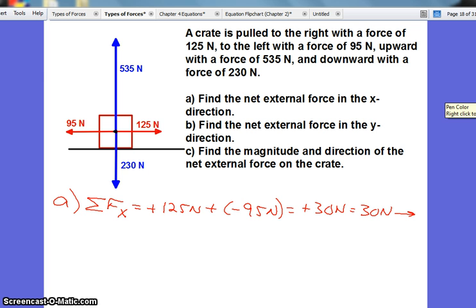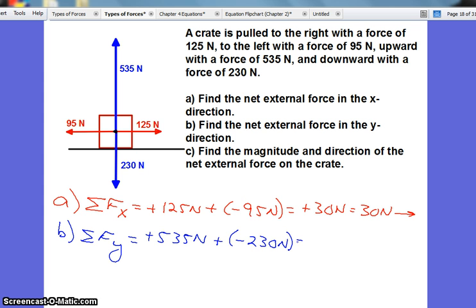Next, what we want to do is find the total force in the y direction. So net external force in the y. We have two forces in the y direction. We have 535, which is up, so that's positive. And when a force is down, like the 230, that is a negative. We add those two together, and we get 305 newtons, which is positive, which means 305 newtons upwards.